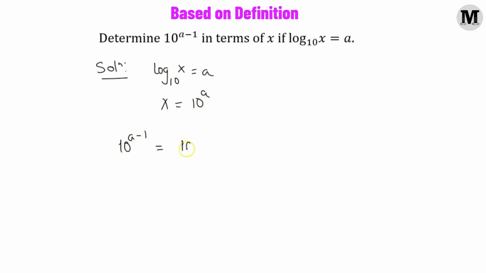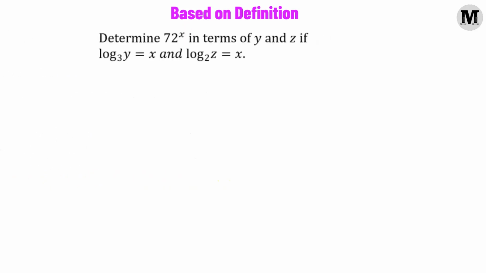Now we have 10 raised to the power of a minus 1. So this will be simply 10 raised to the power of a times 10 raised to the power of -1. So 10 raised to the power of a, that's x. So we have x times 10 raised to the power of -1, that's simply 1 over 10. So this is the final answer. Let's move on to the next problem.